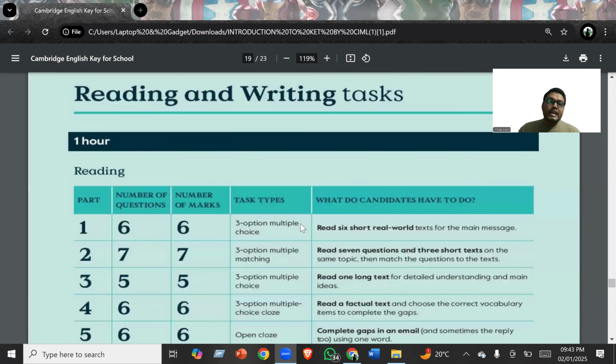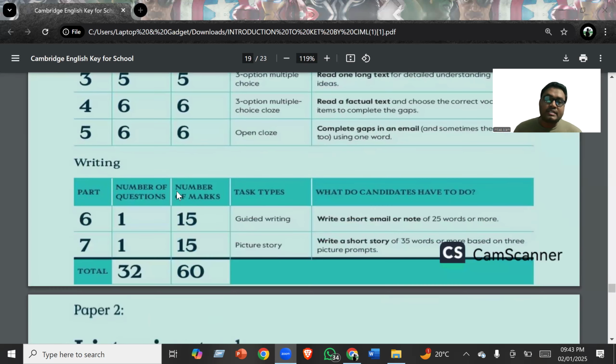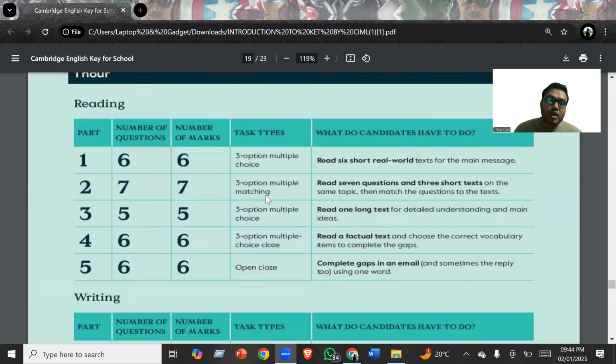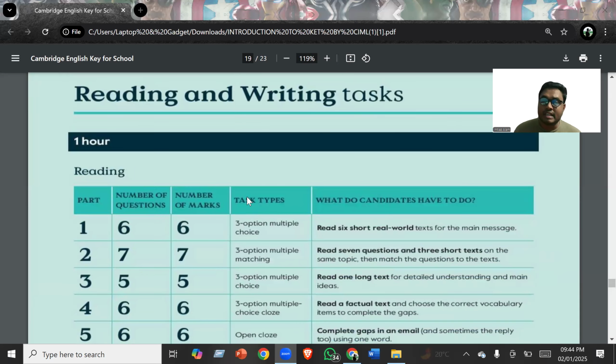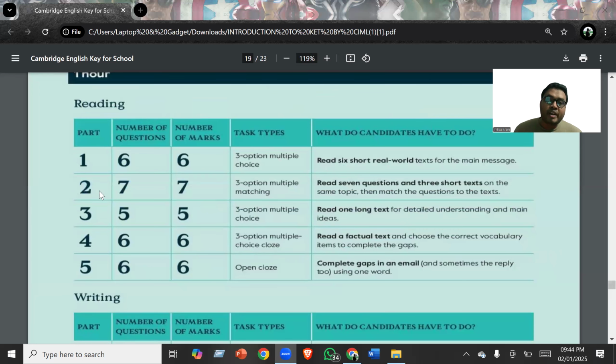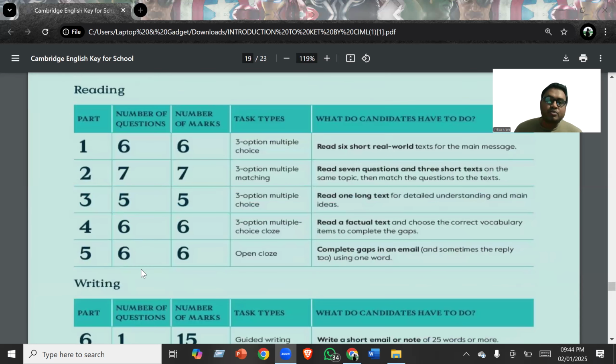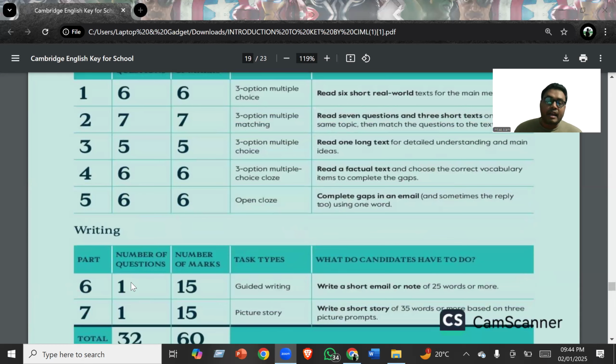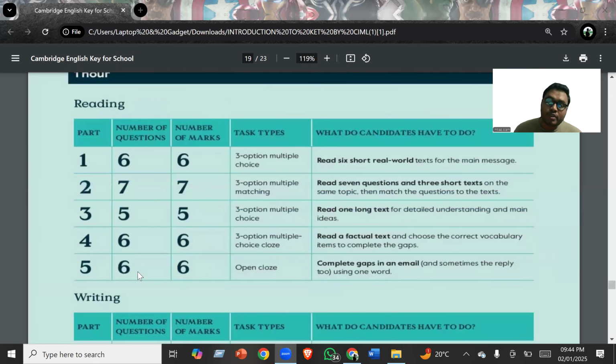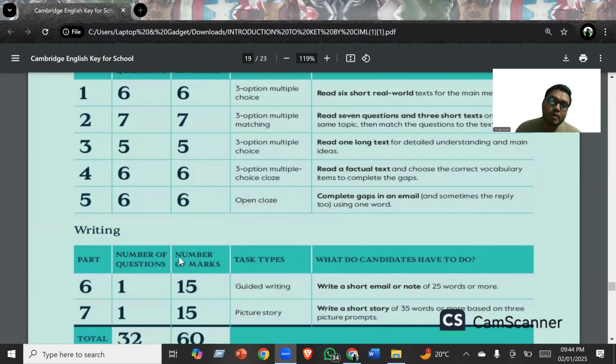And now I'm going to the details of your formats. Coming to the reading and writing task, you will get 1 hour and you will face 7 parts. 5 parts will be related to reading and 2 parts will be related to writing.